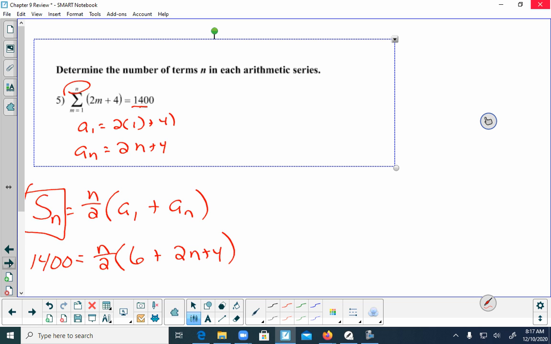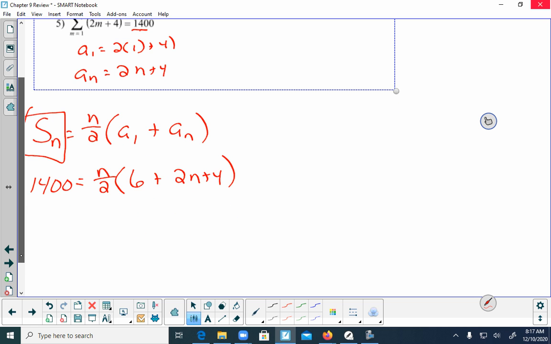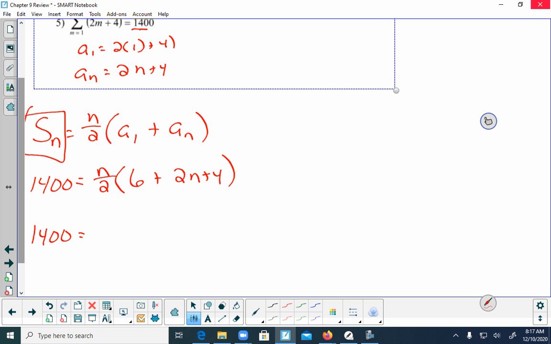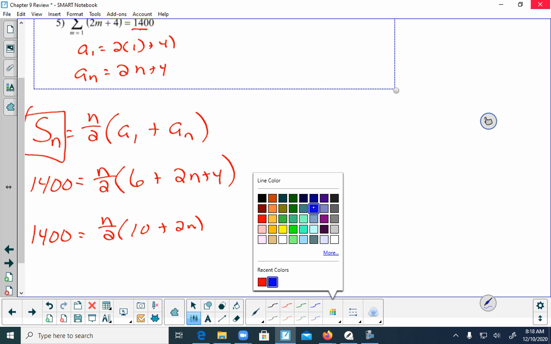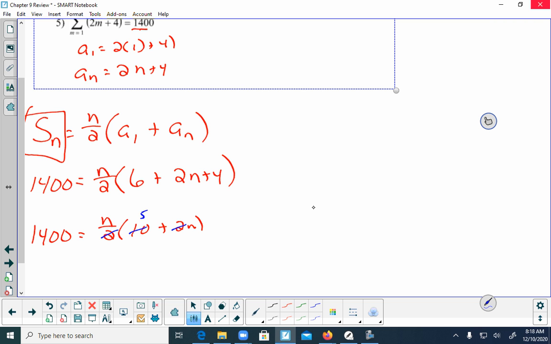And then I'm just going to solve this. And solving it isn't big. I think getting this far was the hardest part. So I'm going to have 1400 is equal to n over 2. And then when I combine my like terms in here, this will be 10 plus 2n. And then I realized that the 2 would simplify. So this 2, this would be 5, this would be 1. So I'm going to have 1400 is equal to n times 5 plus n.